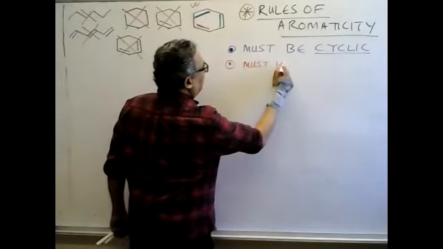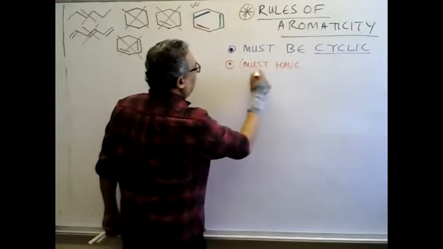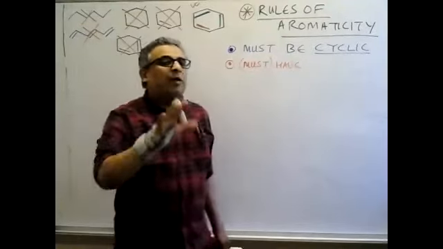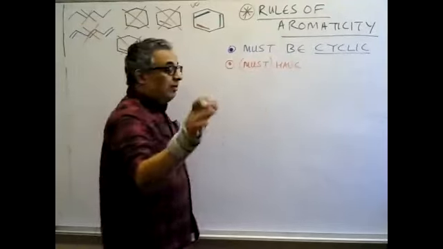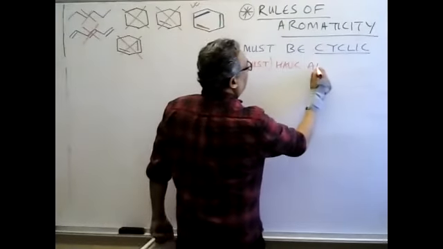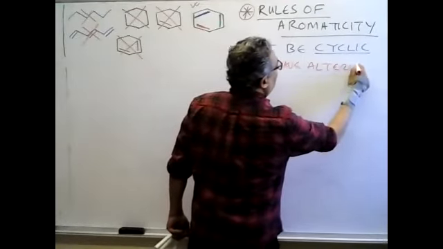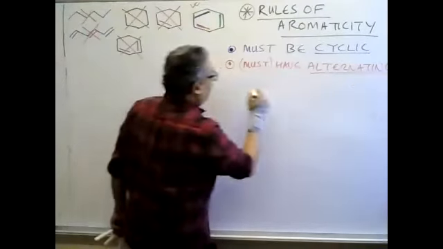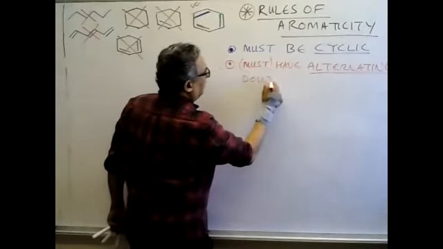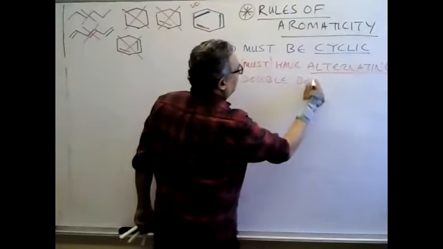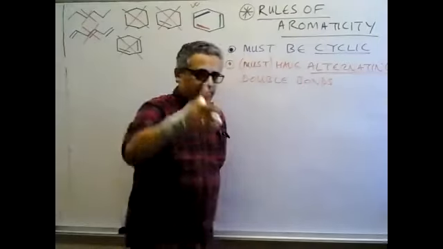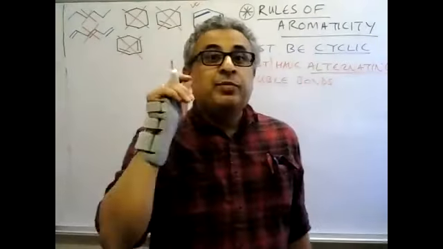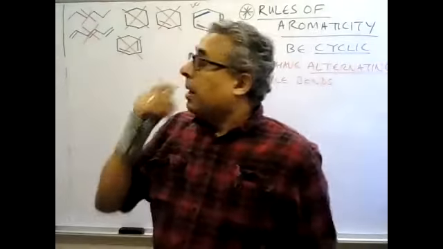Yes, alternating double bonds. Must have, this is a little sketchy. I'm going to put the must in parentheses. There will be exceptions to this rule later on. Must have alternating. This is very important, that word, alternating double bonds. Good. Cyclic, alternating double bonds.